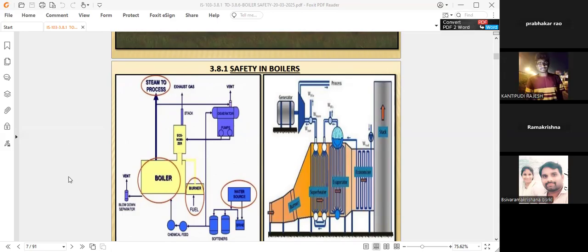Okay. The single extraction is there. It will give only MP steam by taking the HP steam. The medium pressure steam is there.